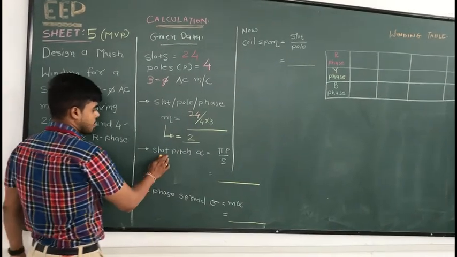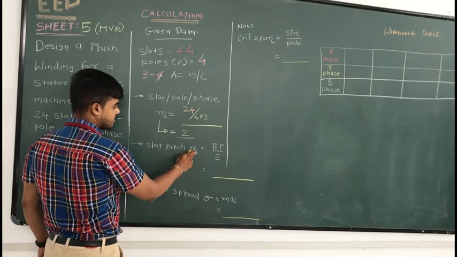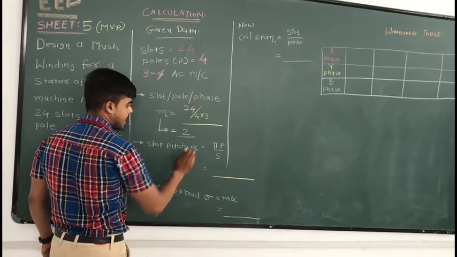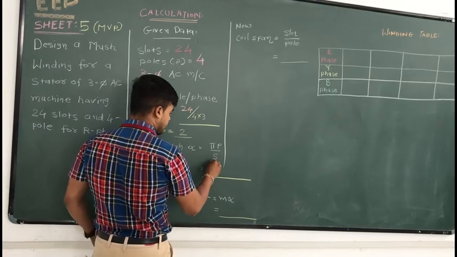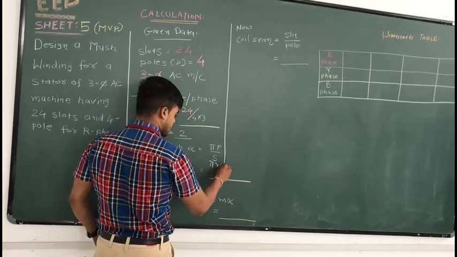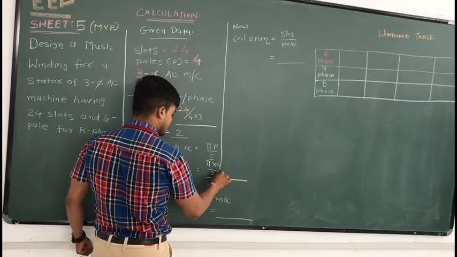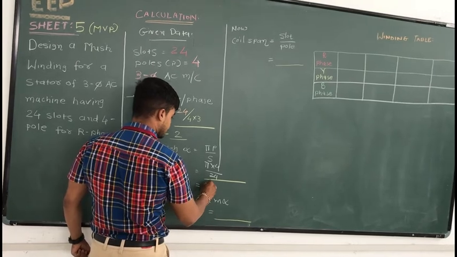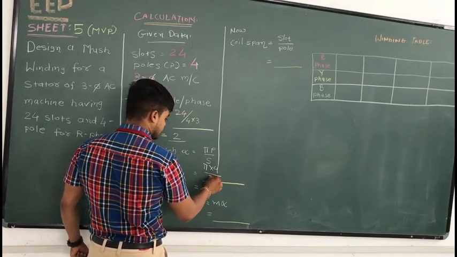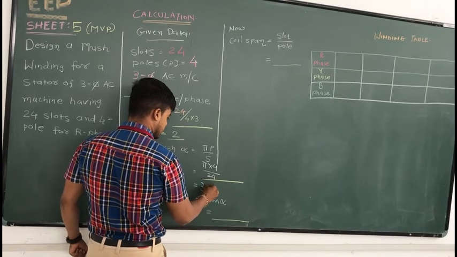Now next we have to find the slot pitch alpha, and the equation of alpha is pi p by s. So pi into p, which is 4, divided by s, which is 24. So our answer is 30 degrees.